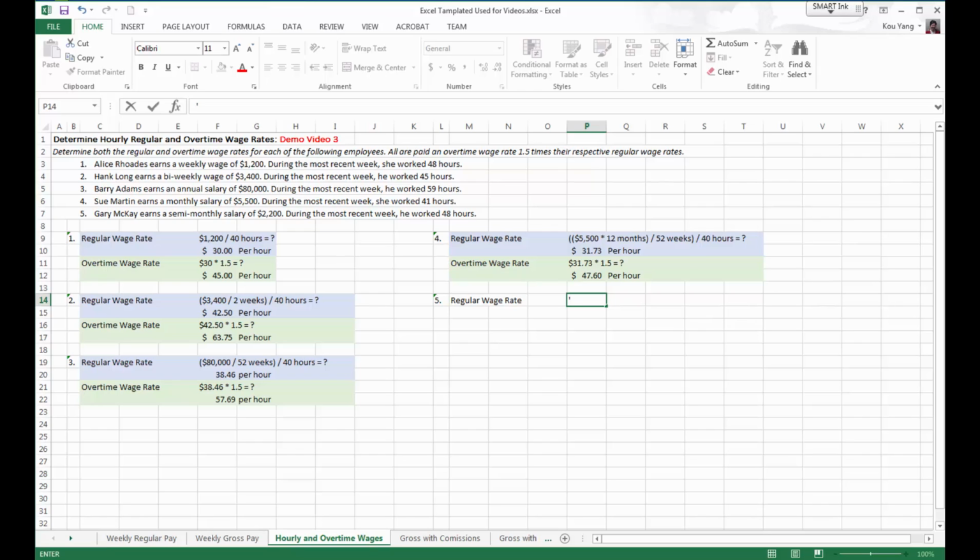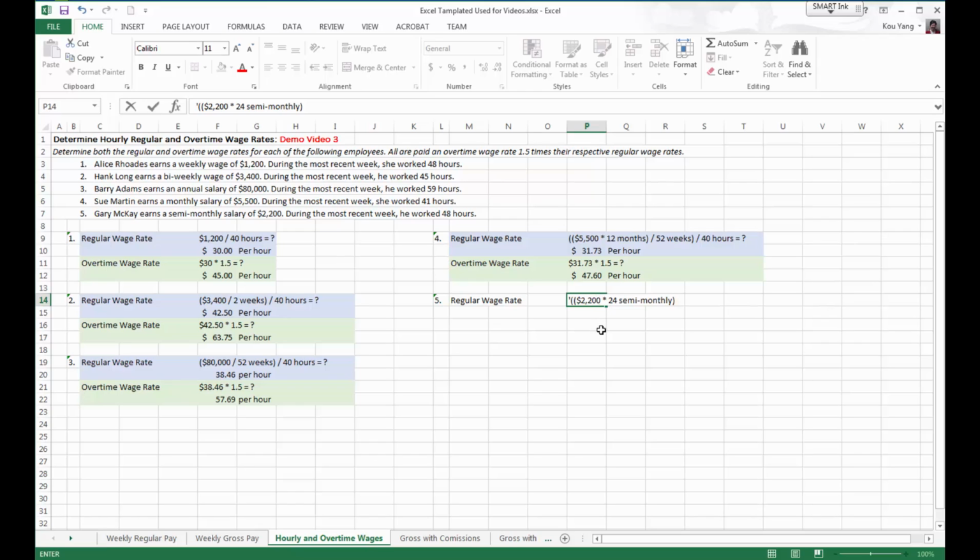So I'm going to do the following. This is the formula that I'm going to include. I'm going to take his semi-monthly salary of $2,200 and multiply by 24 semi-monthly periods, because he gets paid 24 times a year. So I'm going to calculate his annual salary.